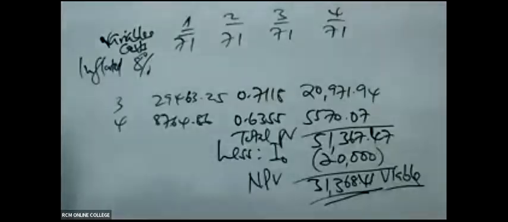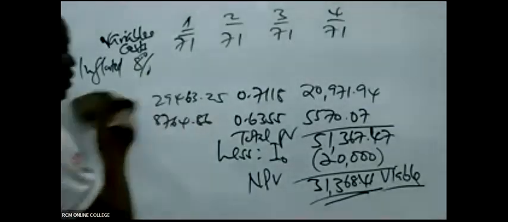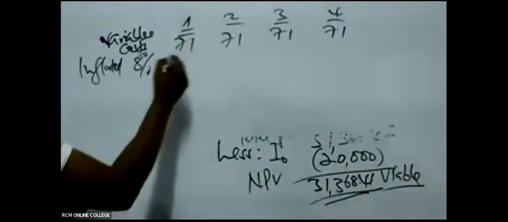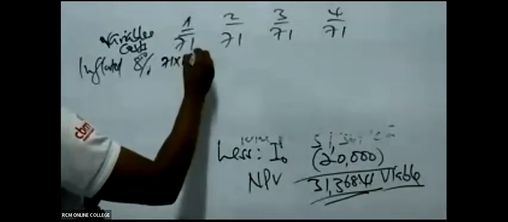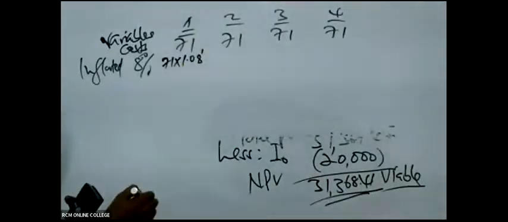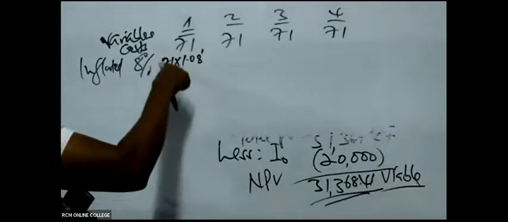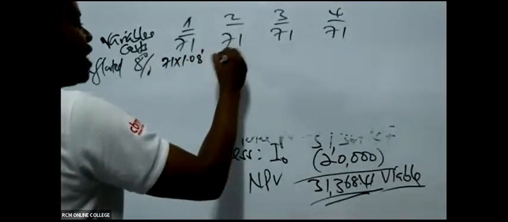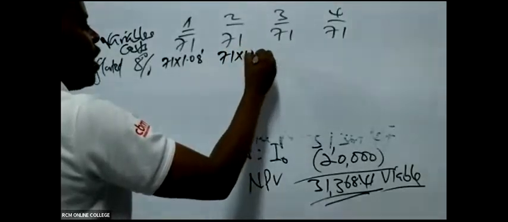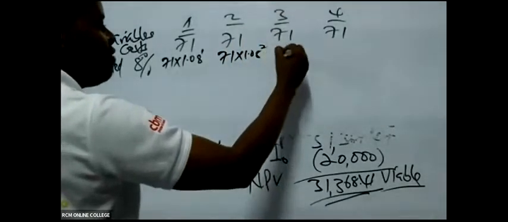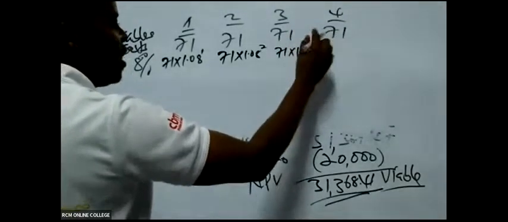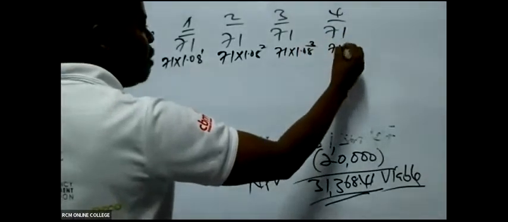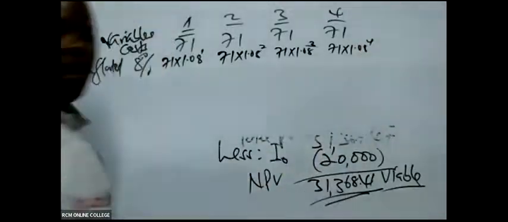So here, to get the inflation for year 1, you take 71, multiply by 1.08, raised to 1. You come here, take 71, multiply by 1.08, raised to 2. Then take 71, multiply by 1.08, raised to 3. Then take 71, multiply by 1.08, raised to 4. Like that.